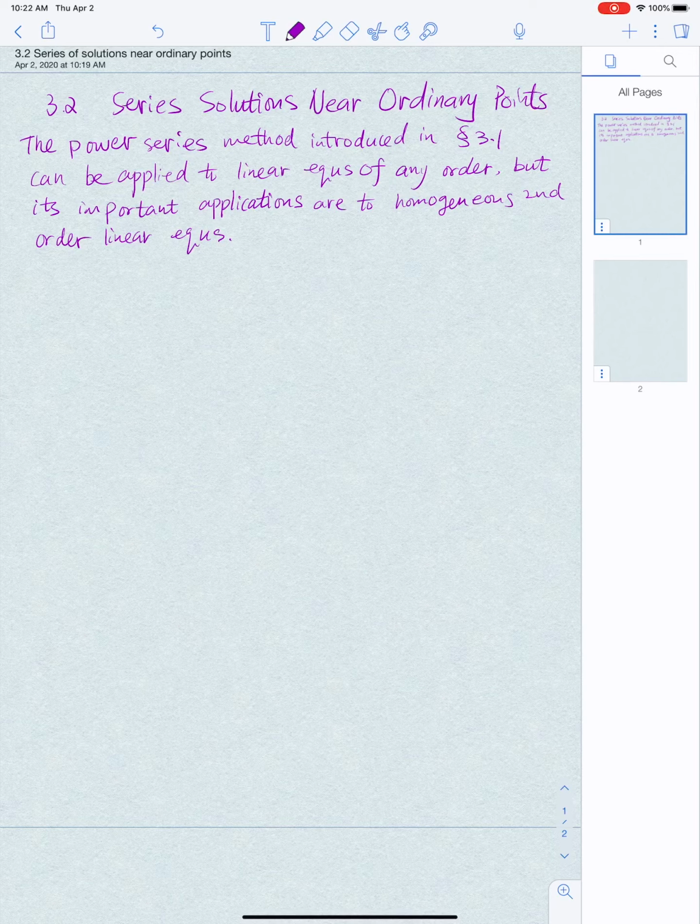So today we're going to look at 3.2, series solutions near ordinary points. The method of using power series introduced in the previous section can be applied to linear equations of any order, but its important application is to second order linear homogeneous equations. So in this section, we're going to focus on second order homogeneous equations.